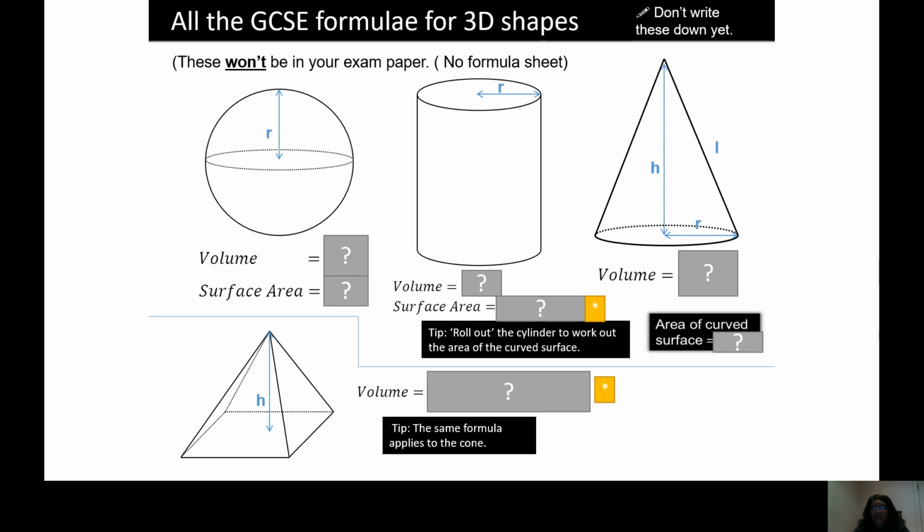And the curved surface area for a cone is pi r l. The volume of a cylinder is the area of the cross section, which is a circle, times the height. The volume of a cone is 1/3 pi r squared times the height, and the volume of a pyramid is 1/3 the base area times the height. This applies to any pyramid, for example the tetrahedron, which is a triangular base pyramid, or any pyramid with an irregular base.